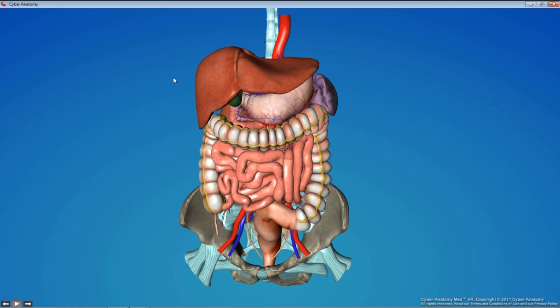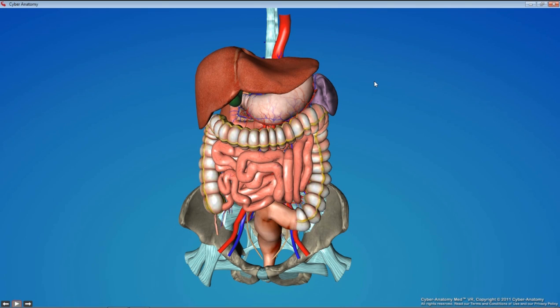The organs will seem compressed and they'll need room to move around in order to get access to the vascular structures. So start by taking a walk through the different organs. Try to identify as much of the GI tract as you can before you start looking for blood vessels.